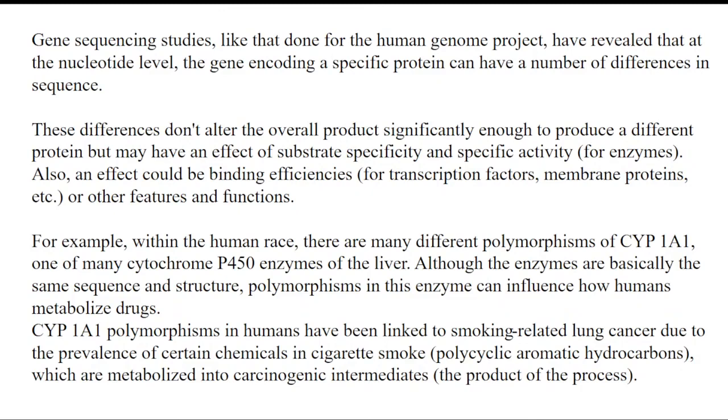For example, within the human race, there are many different polymorphisms of CYP1A1, of many cytochrome P450 enzymes of the liver. Although the enzymes are basically the same in sequence and structure, polymorphism in this enzyme can influence how humans metabolize drugs.